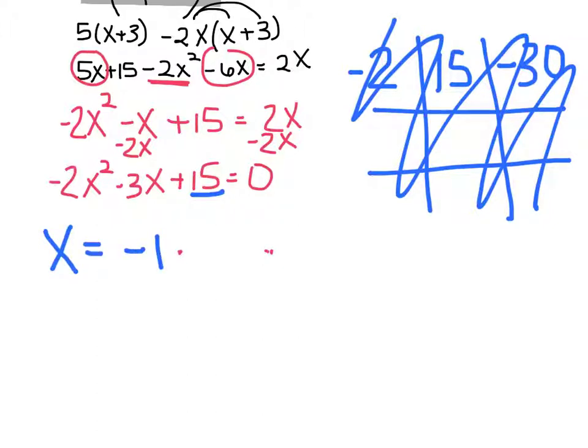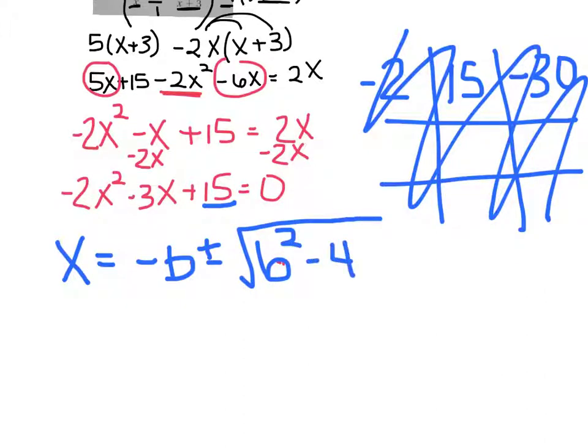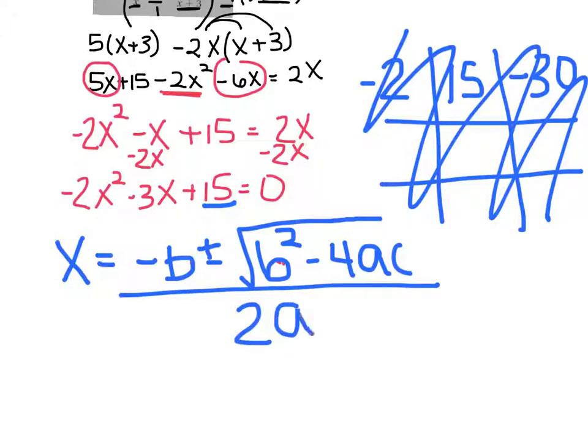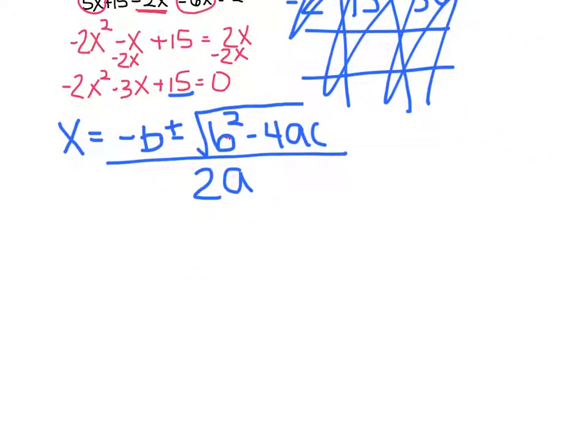X is equal plus or minus the square root of b squared minus 4ac all over 2a. All right, so that's what we're going to be doing on this one. And let's go ahead and plug this in.